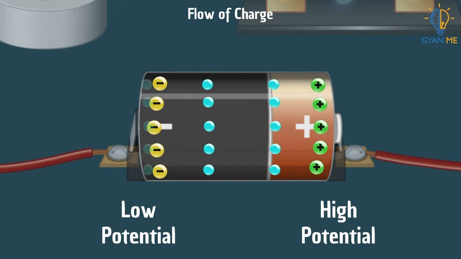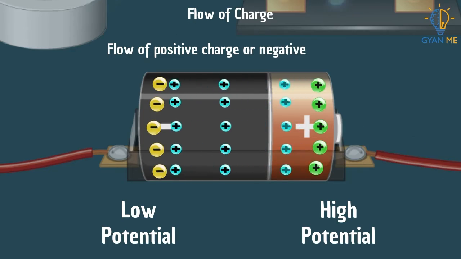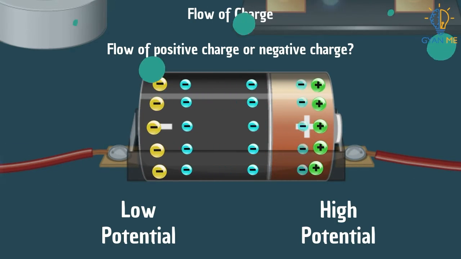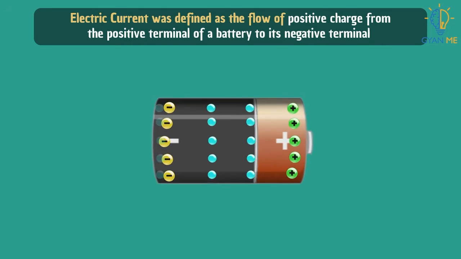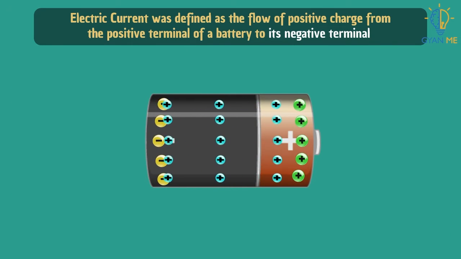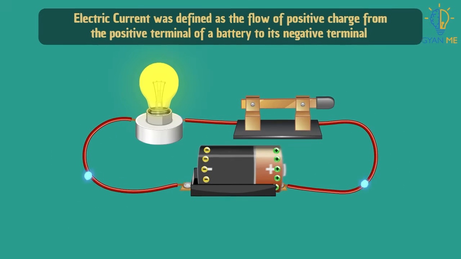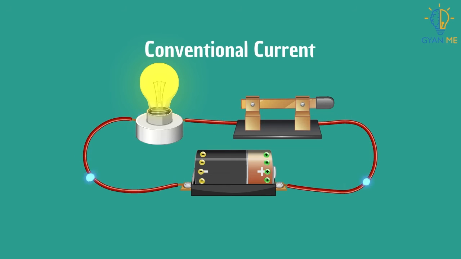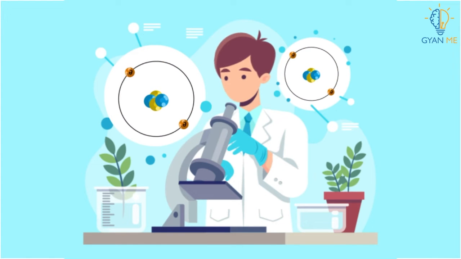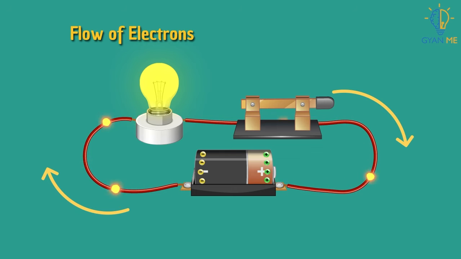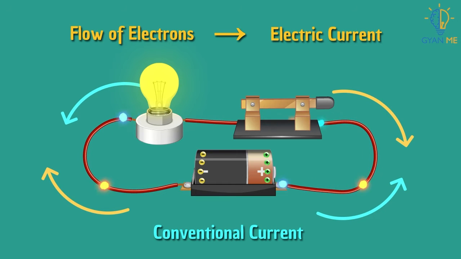Now students, so far we have been discussing the flow of charge. But the question is, does it represent the flow of positive charge or negative charge in the wire or conductor? In earlier times, electric current was defined as the flow of positive charge from the positive terminal of a battery to its negative terminal, as electrons had not been discovered by that time. And this flow of positive charge is called conventional current. Later, with the discovery of electrons, it was found out that the current is actually the flow of negatively charged electrons from the negative terminal of the battery to its positive terminal. The flow of electrons is termed as electric current. However, by convention, the direction of current is still indicated as opposite to that of the flow of electrons.